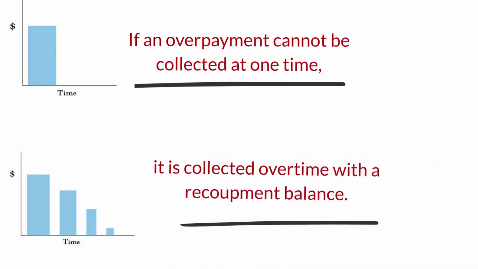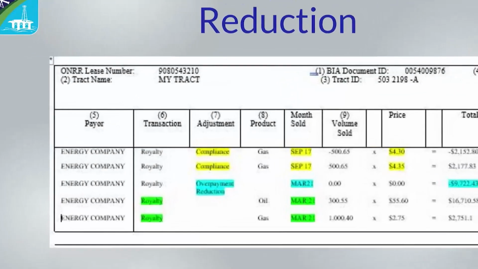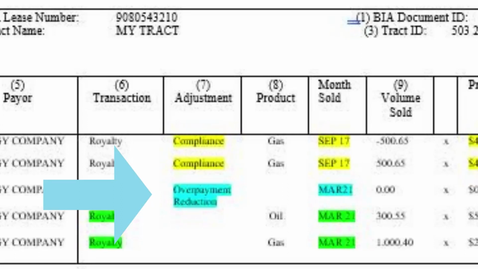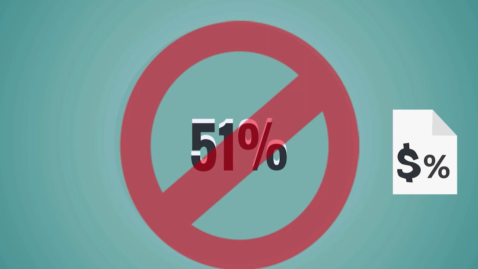The recoupment will show up as an overpayment reduction in the adjustment section of your EOP. The company can recoup no more than 50% of the current month's royalties with an overpayment reduction adjustment. If a company recoups more than that, they will be charged interest and billed the excess amount.